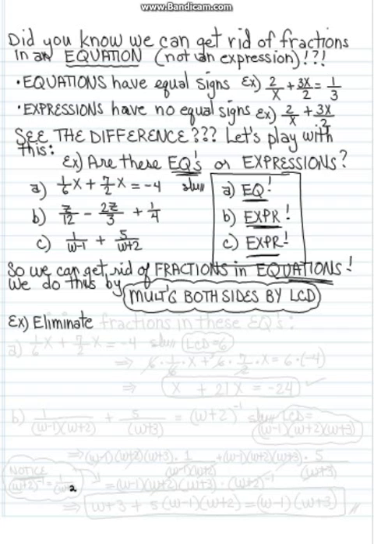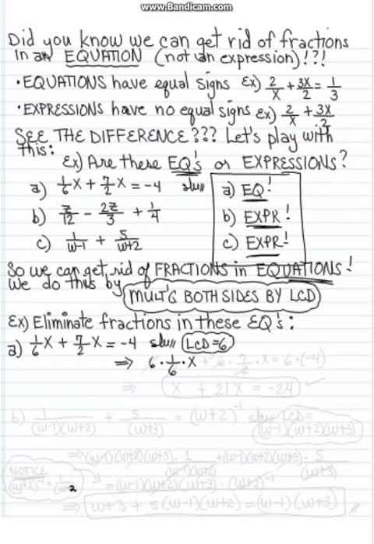Okay, example. We're going to eliminate fractions in the following equations. Part A. The first equation, you'll notice there's an equal sign here. It's 1/6 times x plus 7/2 times x equals -4. So we have two fractions, one with denominator 6, one with denominator 2. Therefore, the LCD is equal in this case to 6. So multiply both of the two terms on the left by the LCD 6 and the one term on the right by the LCD 6. Simplify and we get no more fractions. x plus 21x equals -24. Fractions gone.